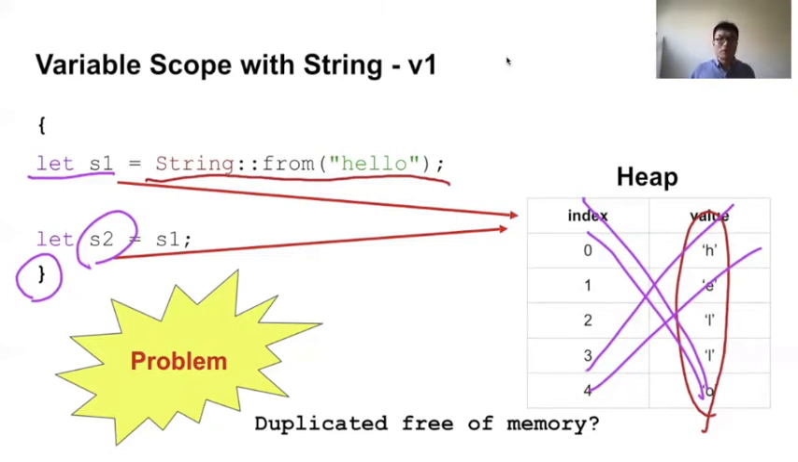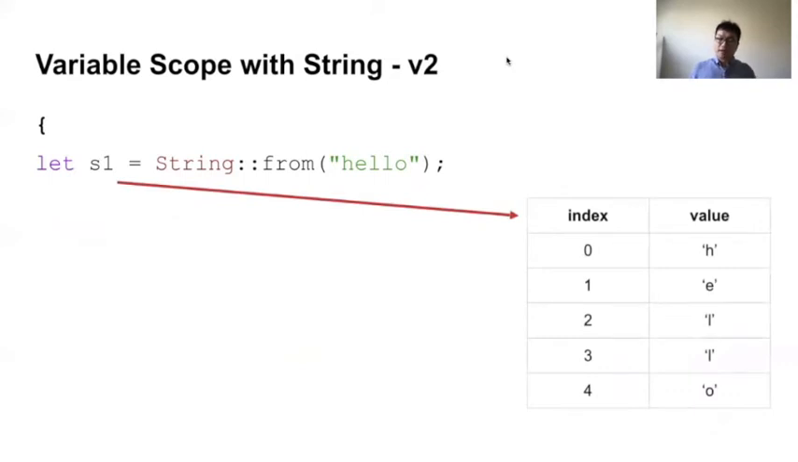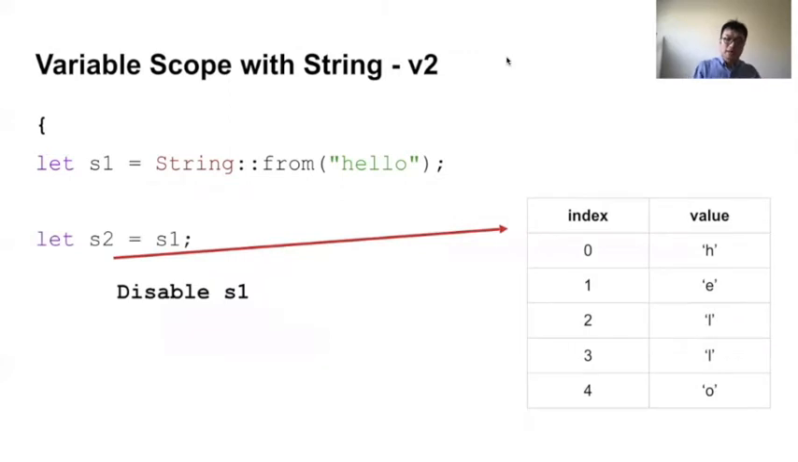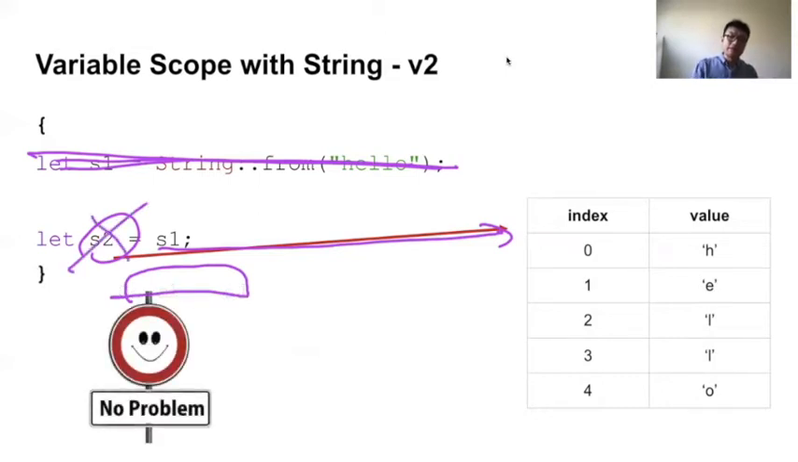Rust has a small way to deal with this. Actually, when you define S1, you have this data stored on a heap. But when you define another one, it actually disables S1. So S1 is no longer valid when you have S2 equal S1. Only S2 refers to the data. S1 is nothing. If we do this, after the scope we only collect S2, right? So we only collect once. So this is how Rust handles this.